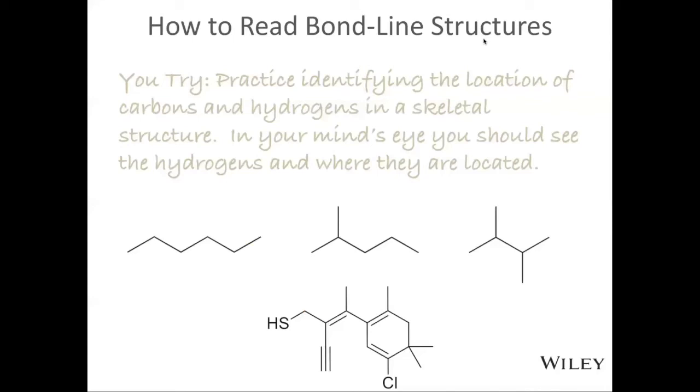So at some point, these are going to start becoming very natural to you. At some point, you're just going to look at these structures and know how many hydrogens, how many carbons. It's just going to become natural, second nature. But again, just like riding your bike, you can't just watch me do it. You actually have to practice and see. So pause your video now and determine the location of every carbon and how many hydrogens are on each carbon.